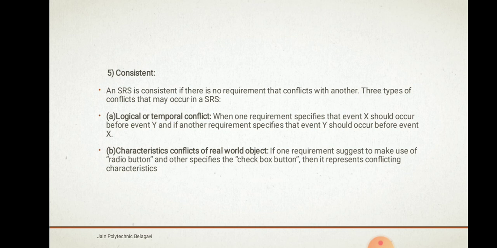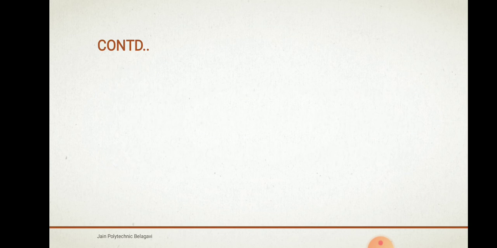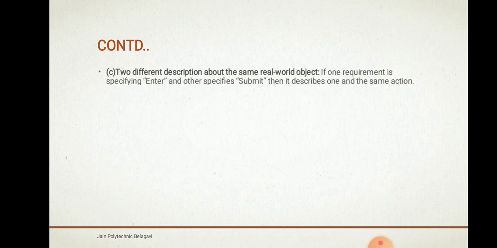The second one is a conflict in the characteristics of real world objects. If one requirement makes use of a radio button and another specifies a checkbox, then it represents a conflict in characteristics. The third is two different descriptions of the same real world action. That is, if one requirement specifies enter and another specifies submit, then both describe one and the same action.